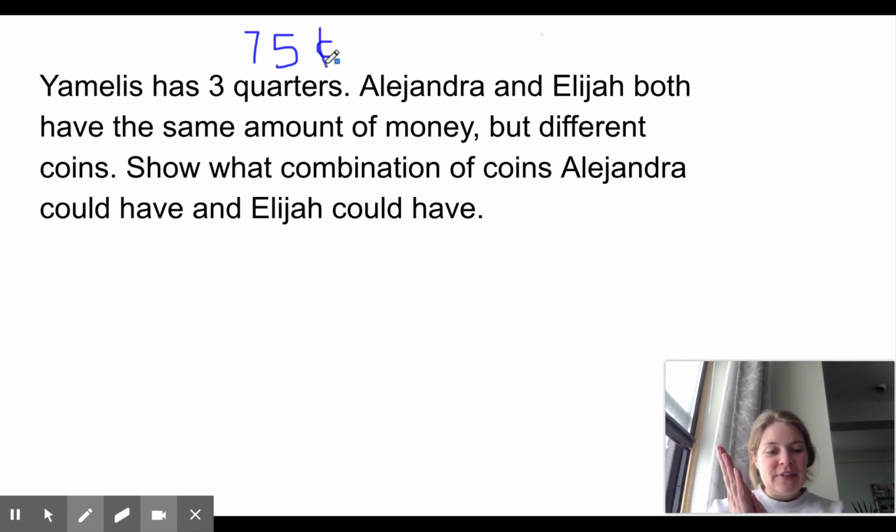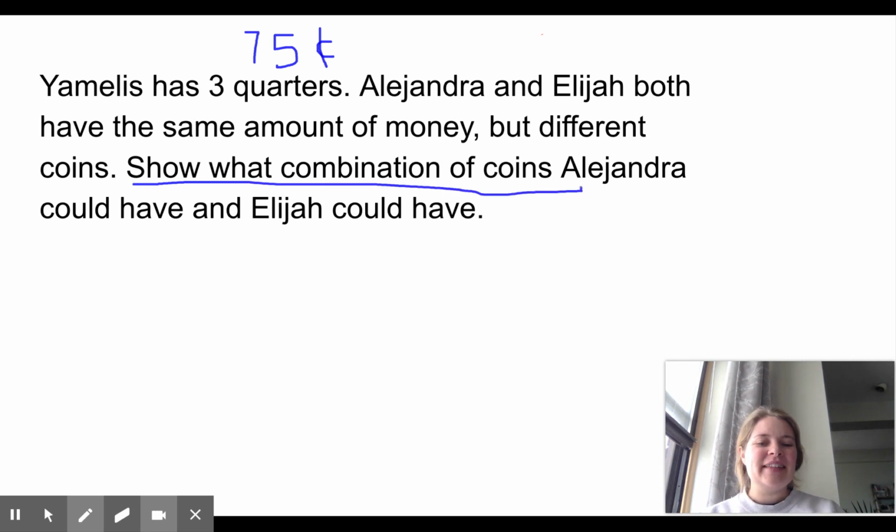25, 50, 75. Alejandra and Elijah both have the same amount of money, so they both have 75 cents, but they have different coins. So now you're going to be thinking, what combination of coins could they have?